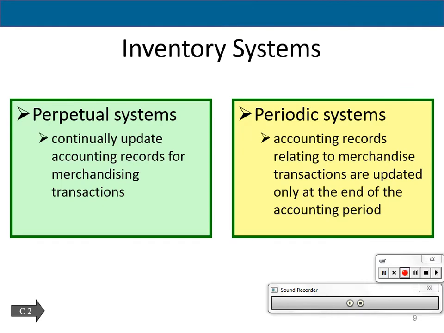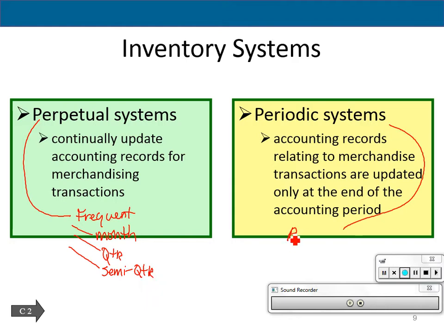So here are the two inventory systems that we're most concerned with. Perpetual just means they count inventory on a more frequent basis. They could count it by the month, the quarter, so quarterly, semi-quarterly, it just depends on the business. But they count or update inventory as they go along. Whereas a periodic system is probably annual, once a year. So it could be at the end of the year, and of course at the beginning of the year.